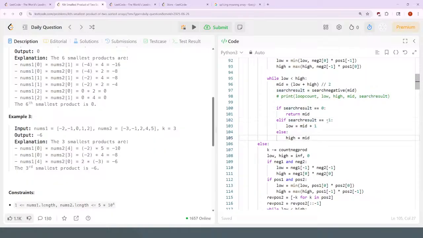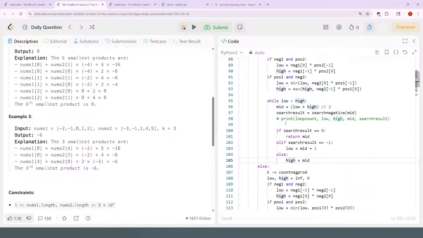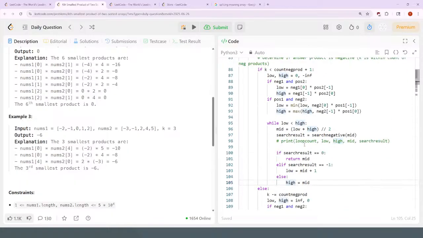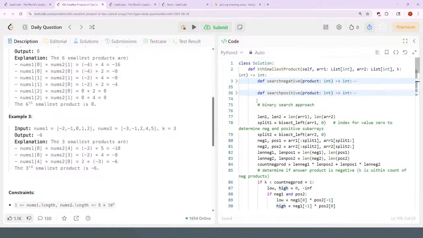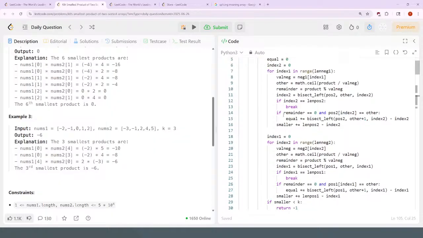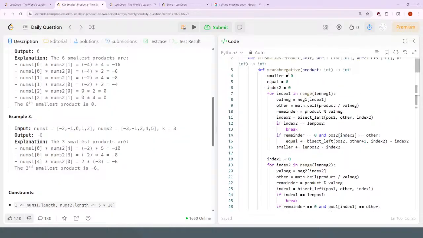If it's -1, that means it's too small. You want to get something bigger. If it's 1, it's too big. Then you get something smaller. Alright, so that's kind of the overview. And then my search function for searching negatives is this thing here. I have a count for the smaller values. I have a count for the number of values that are exactly equal to this product.